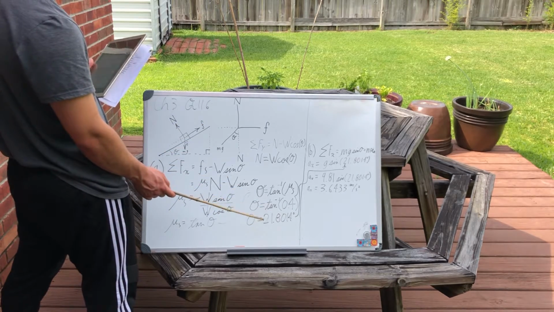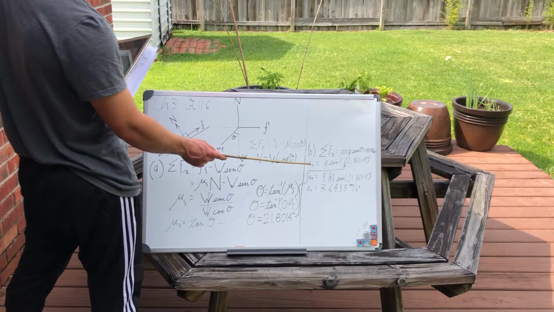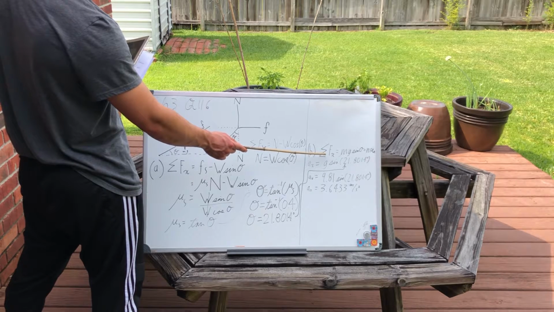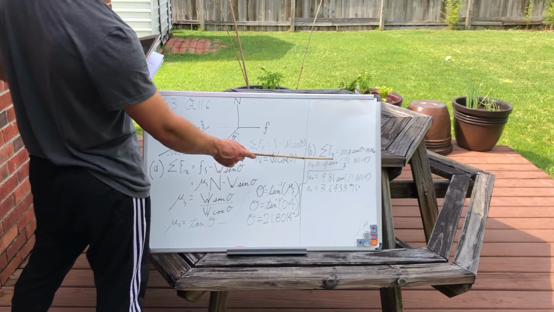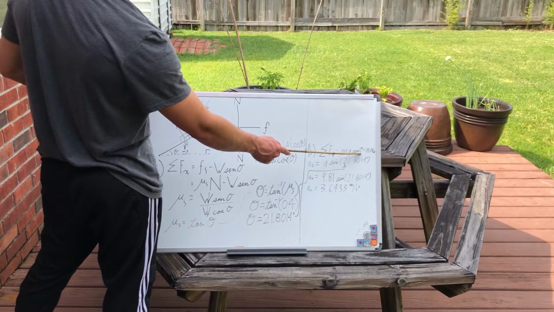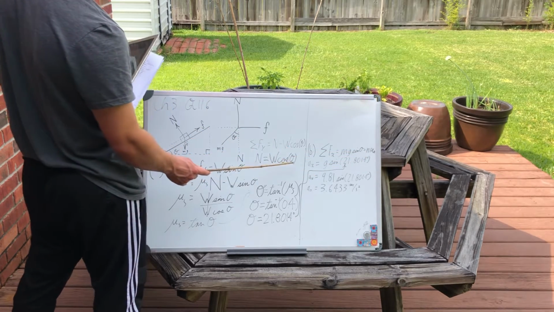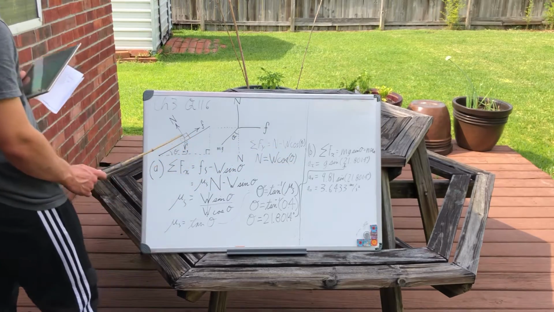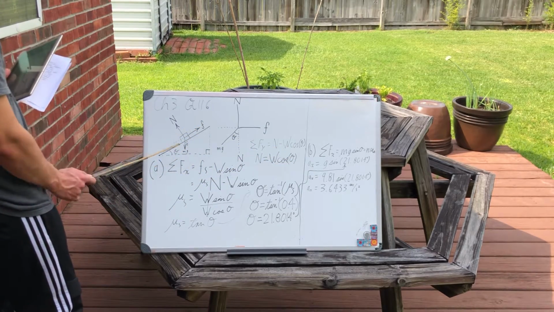Once that was found, it was plugged into part B. Part B summed up all the forces in x to be mg times sine of theta equals mass times acceleration in x, x being parallel to the ramp.